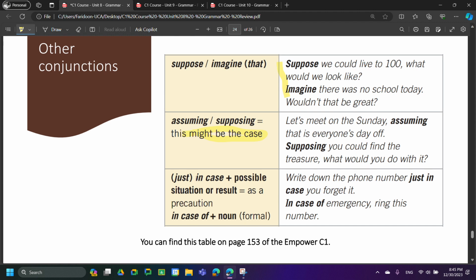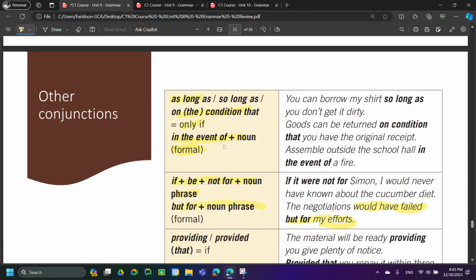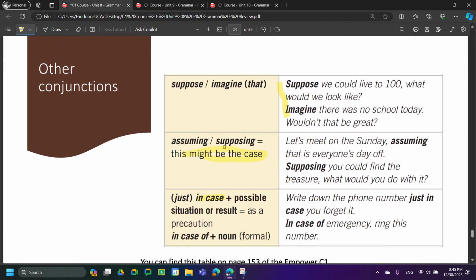And in here we have just in case, or without just, you can also say in case, plus a possible situation or a result. It just means you're kind of using it as a precaution, right? And you have another one, in case of plus a noun. It's kind of like the same as in the event of a noun, but just a little different, okay? It's more related to precautions, this one, I mean, okay.